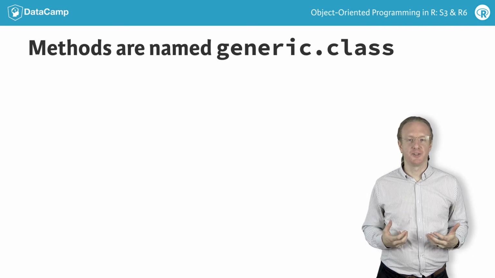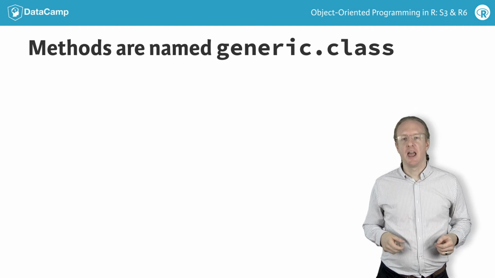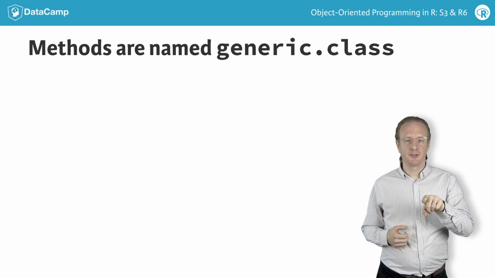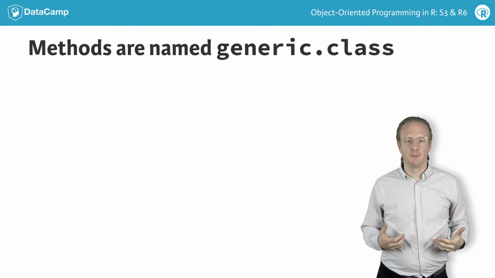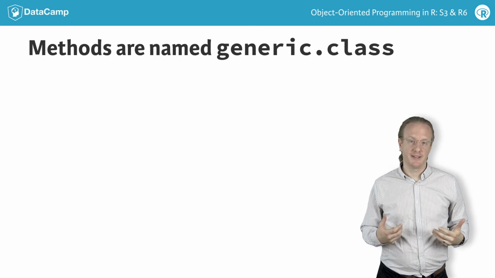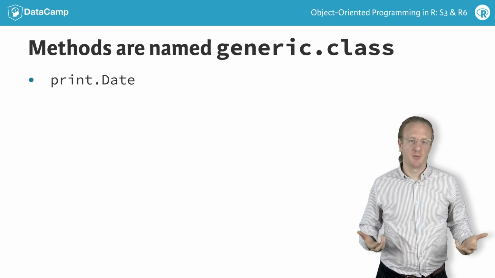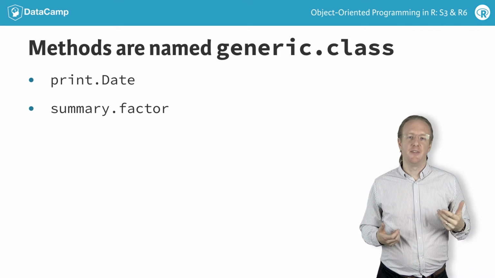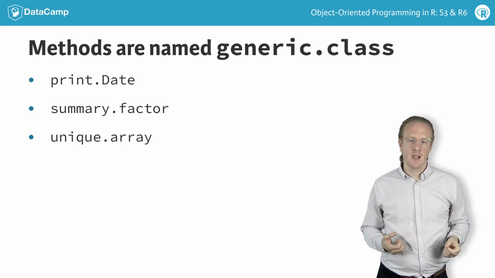There are two conditions that you must follow for S3 methods. Firstly, the name of each method must be the name of the generic, then a dot, then the name of the class of the variable. For example, the print method for Date objects is called print.Date. Likewise, the summary method for factor objects is called summary.factor, and the unique method for arrays is called unique.array.